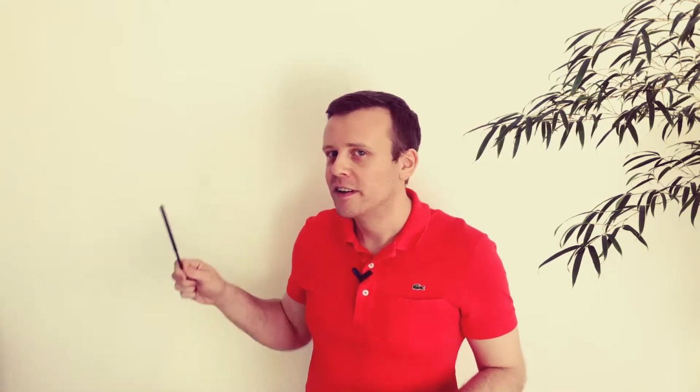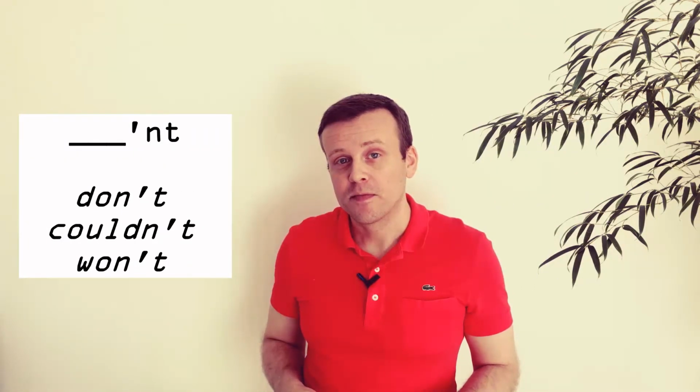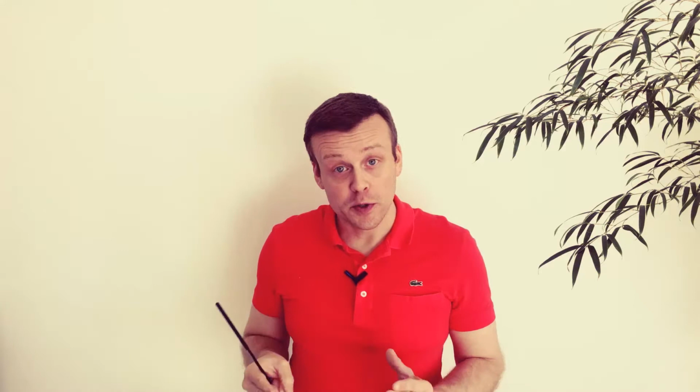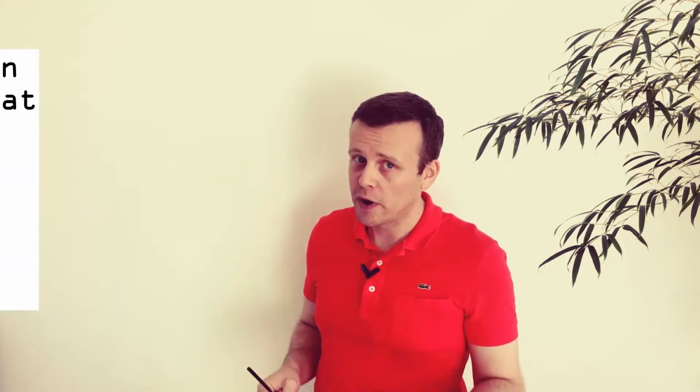First, let's start with separating the contraction not on purpose. Whenever we separate into a contraction, which is apostrophe NT, we change the meaning as well. Whenever you use not, you put the emphasis on not to forbid or not permit. So, for example, you cannot use that desk. You don't have my permission.